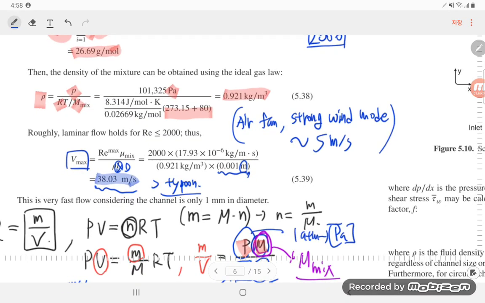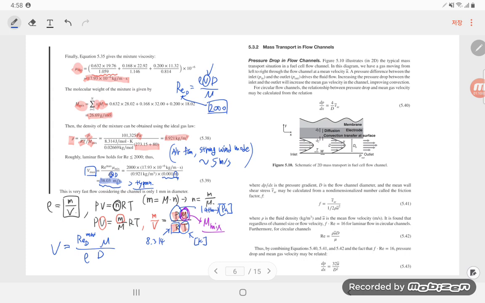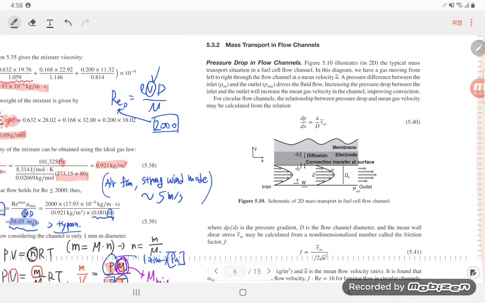Okay. It is a very high speed, so I think it is really hard to get the turbulent flow in the channel, in the circular channel. So we will consider the laminar flow in the fuel cell structures. So okay, from now on, let's move on to the next chapter.